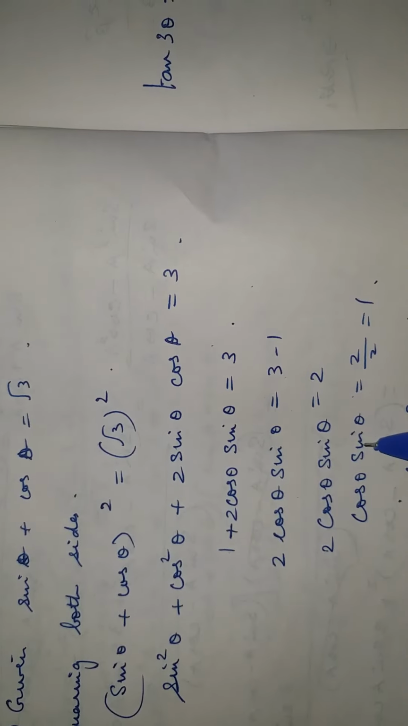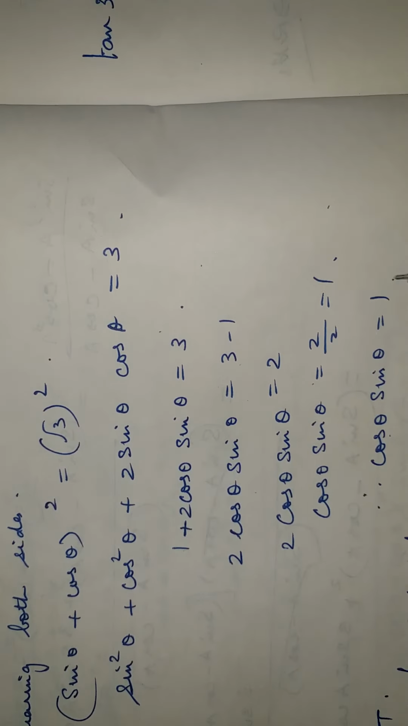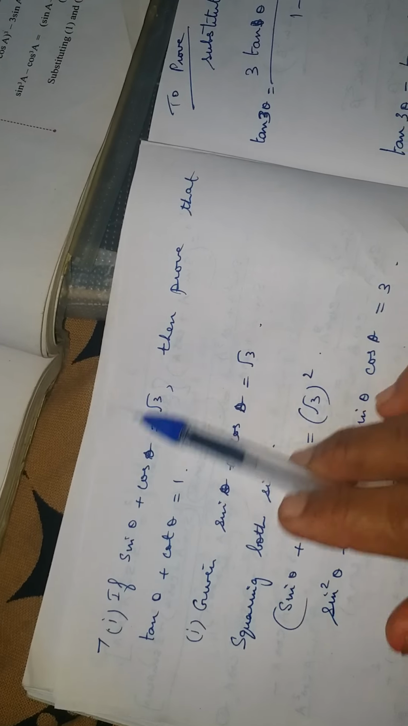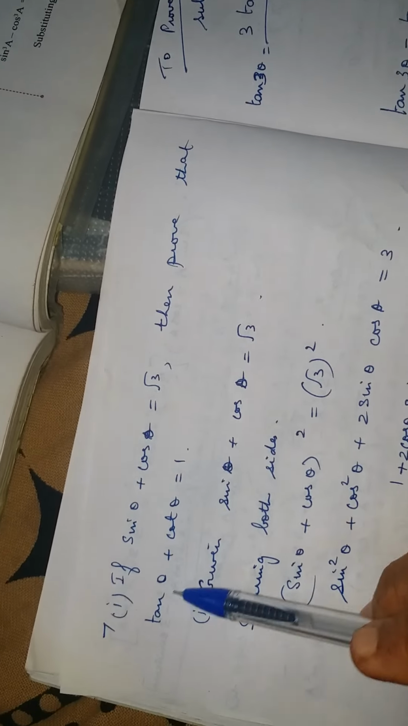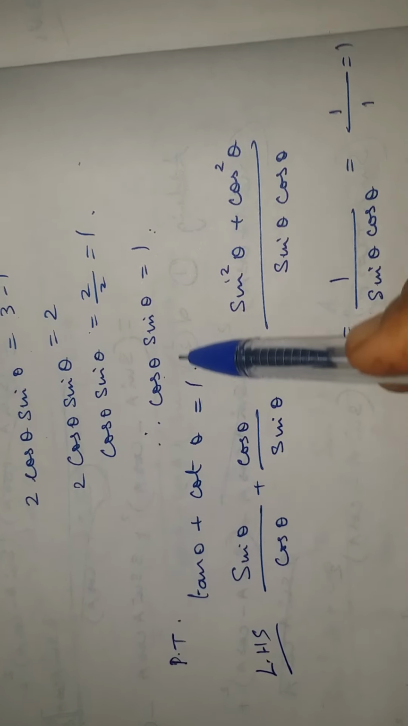So cos theta sin theta is equal to what? 2 divided by 2, that is equal to 1. So you will get the cos theta sin theta value as 1. Now, with whatever is given you will get one piece of data, and then you have to prove what is asked. So they have asked you to prove that tan theta plus cot theta is equal to 1.